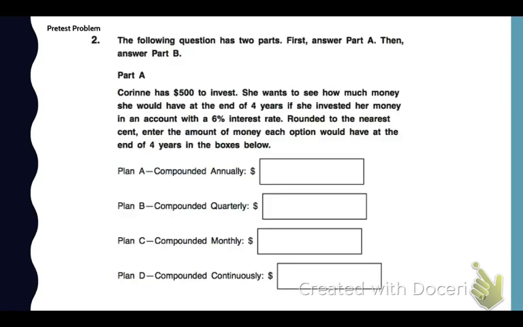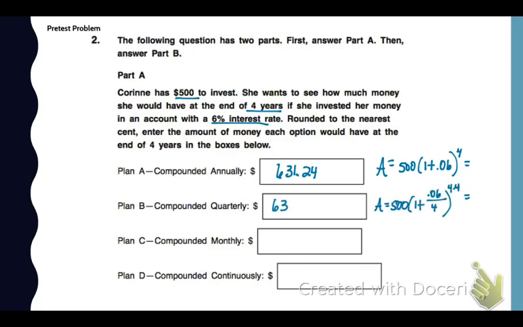Question 2 has 2 parts. Let's look at part A. So Corinne has $500 to invest. She wants to see how much money she would have at the end of 4 years if she invested her money at a 6% interest rate. So you have 4 situations below. You're just going to plug them in to the appropriate formula. The first one is compounded annually. So our N value is 1. So it's a very simple interest formula, which gives us $631.24. Plan B is compounded quarterly, so our N value will be 4. And you can see that she will earn a little more money.